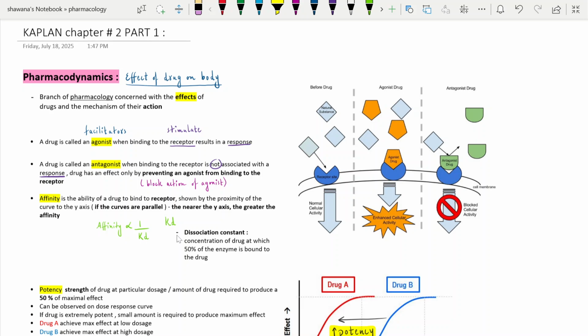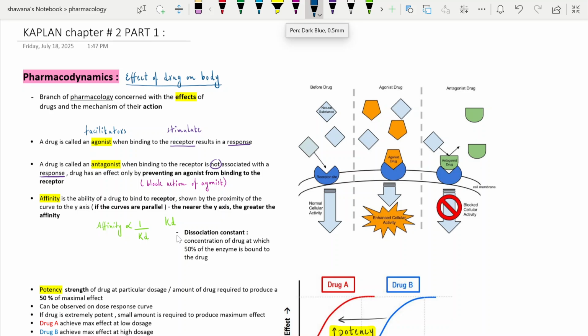We have covered the first chapter of Kaplan preclinical pharmacology, and today we are going to start the second chapter, which is known as pharmacodynamics. So let's start with the definition of pharmacodynamics. What is the term pharmacodynamics? It is the effect of drugs and the mechanism of action of the drug.